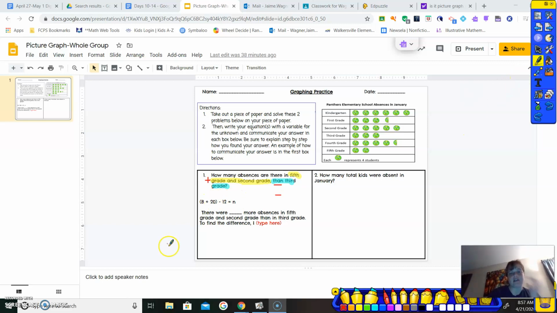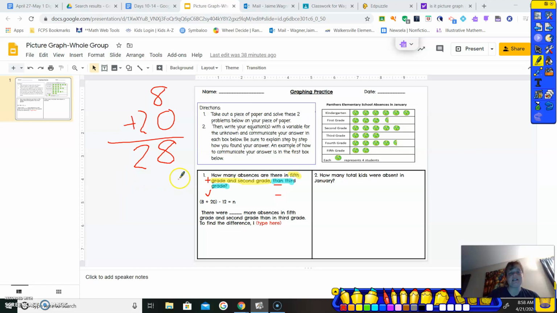And again, you're going to need to solve your work on a piece of paper, but then on here is where you would write the equation and communicate how you found your answer. So for example, first I need to do 8 plus 20. And I know that 8 plus 20 is 28. I'm done with that part, and I'm going to put a little check mark here. I'm done with 8 plus 20.